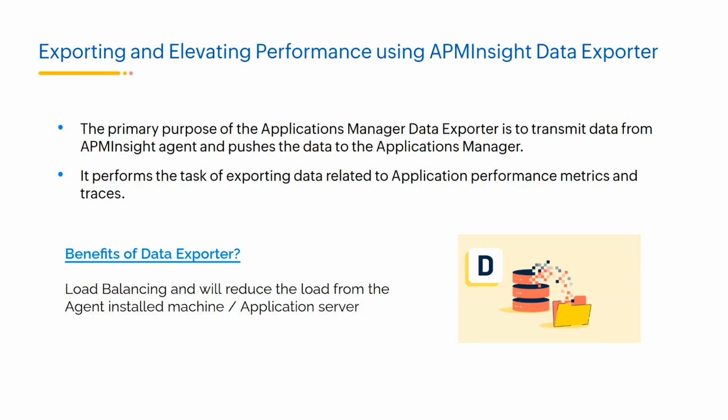So the metrics will include various performance indicators such as response time, error rate, or resource usage, and the traces typically refer to the detailed records of the execution flow of a transaction or a request within the application. A single instance of the applications manager data exporter is capable of managing data processing for multiple applications. This implies that the exporter is designed to handle the data export requirements for various applications simultaneously.